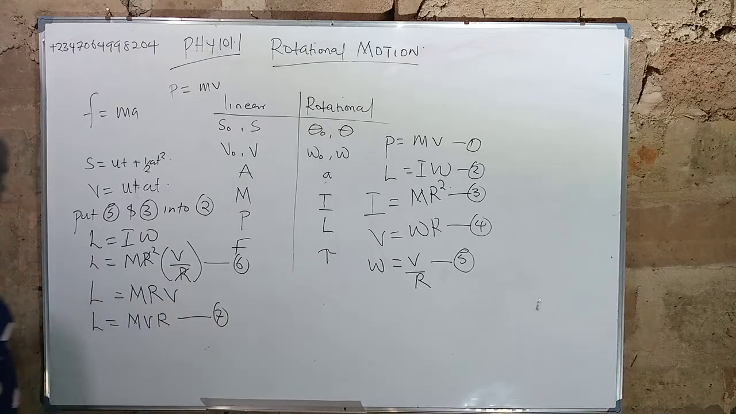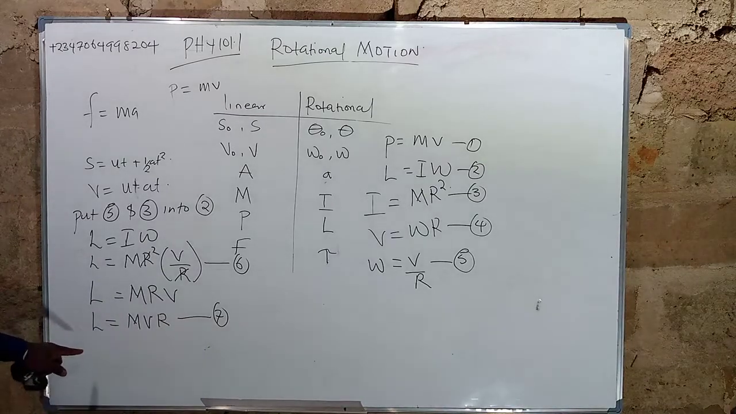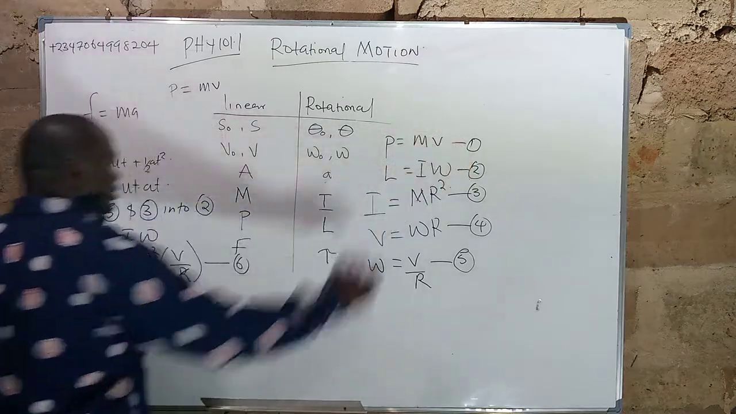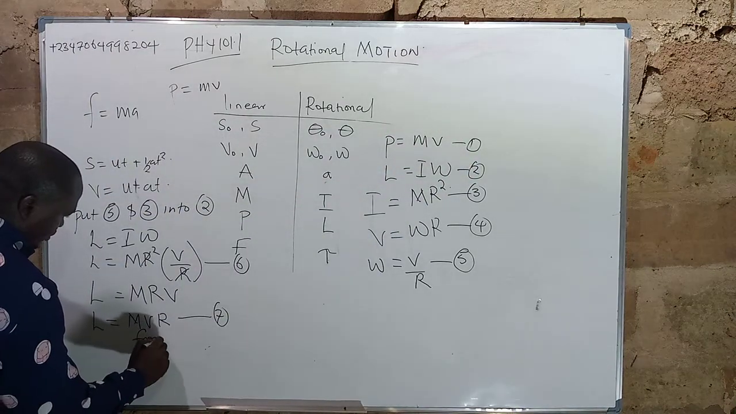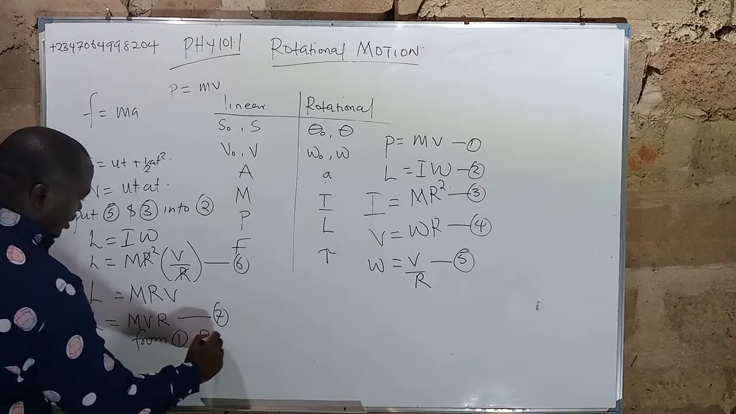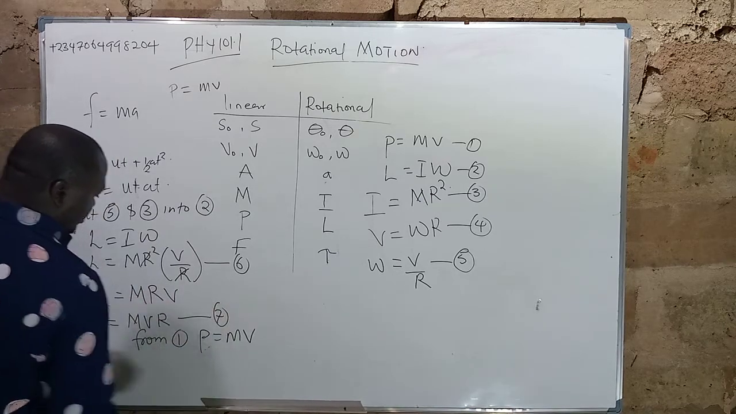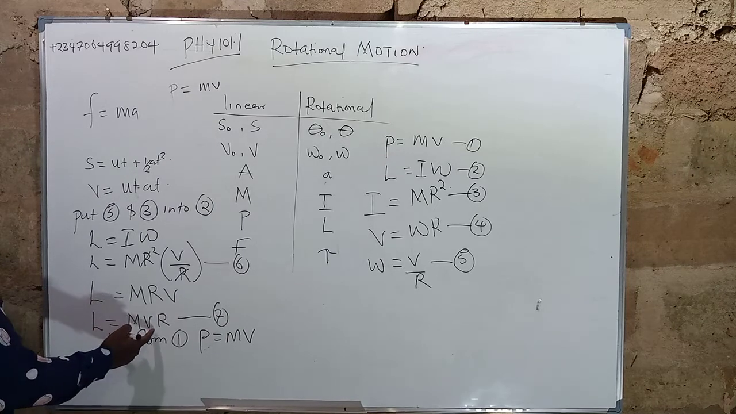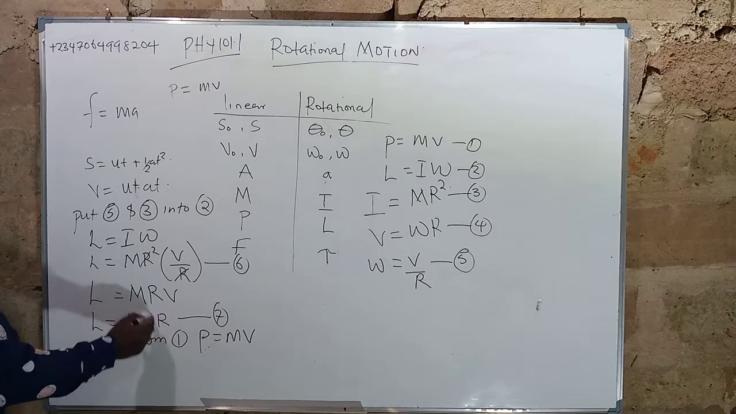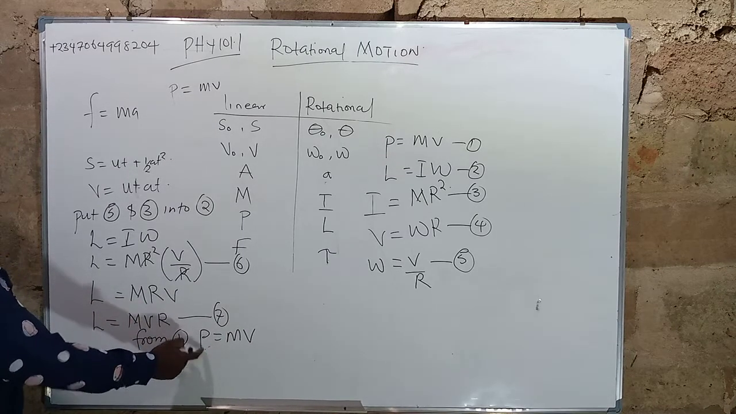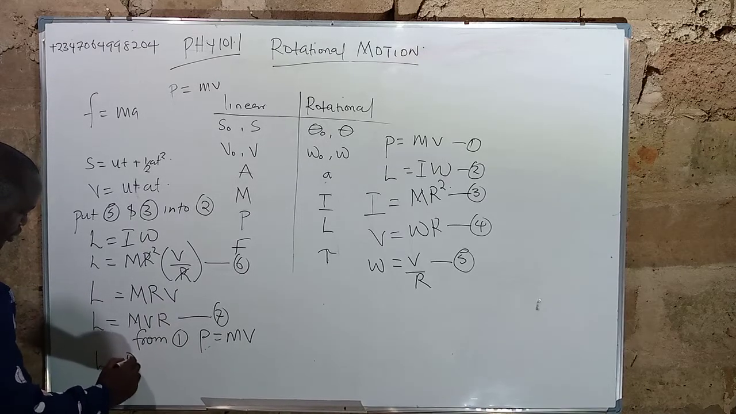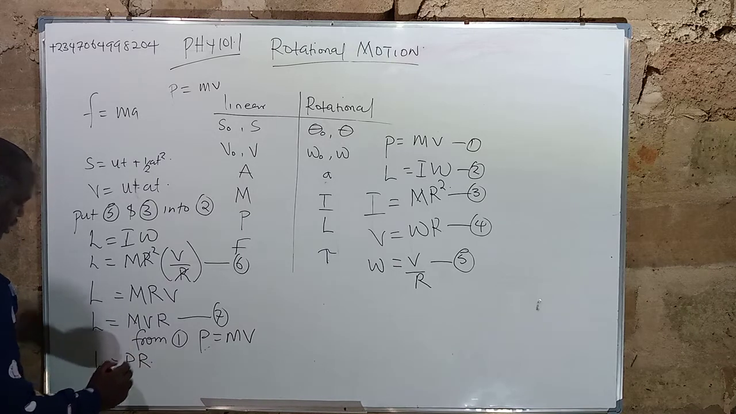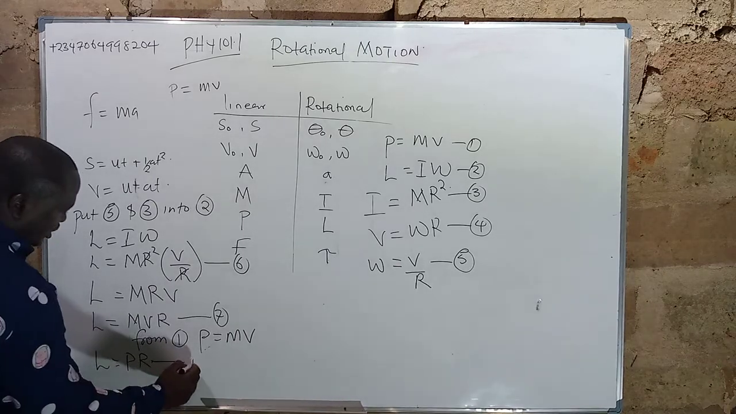Let me call this equation 7. Now notice something from equation 1. I told you from equation 1, P is equal to mass times velocity. And so this is mass, this is velocity. So I want to remove this and replace it with P. Therefore, that means that your L is equal to PR. Now, this is equation 8.